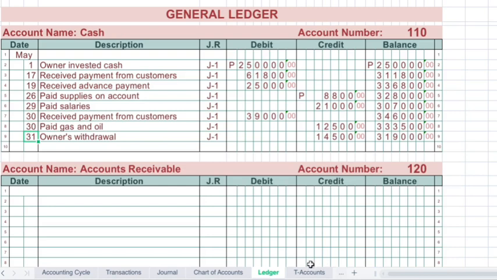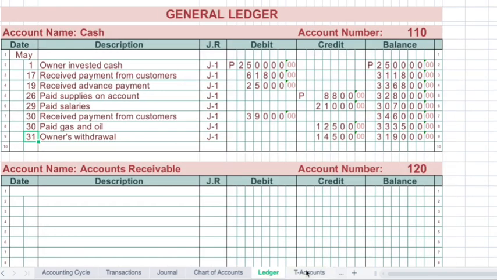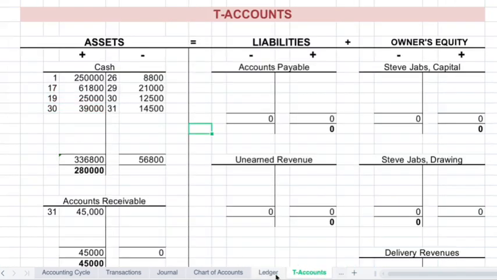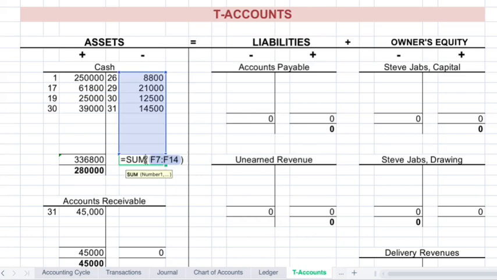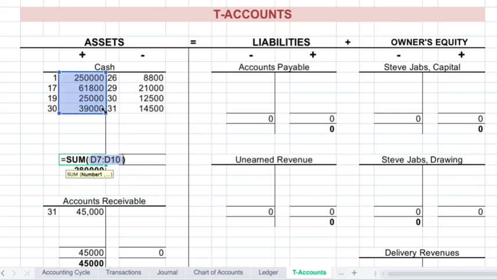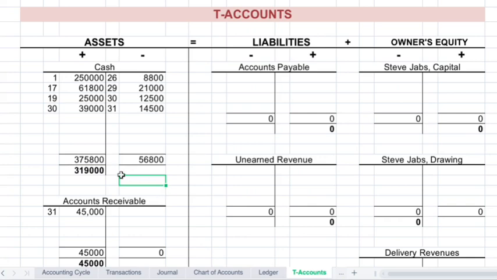So nag-total ba? So, 250,000, 61,800, 25,000, 39,000, 8,800, 21,000, 12,500, and 14,500. Okay. Okay. So, hindi lang natin na total. Okay. Okay, so tama. So, we have 319,000 for the assets. So, yan yung balance niya.